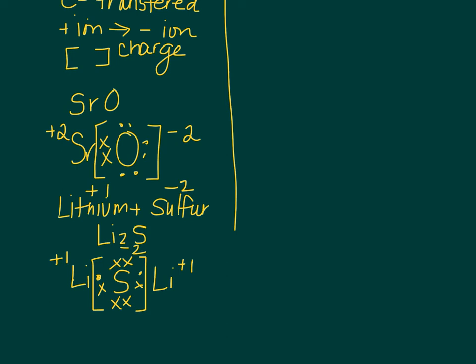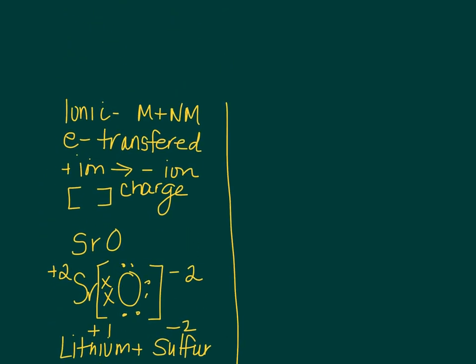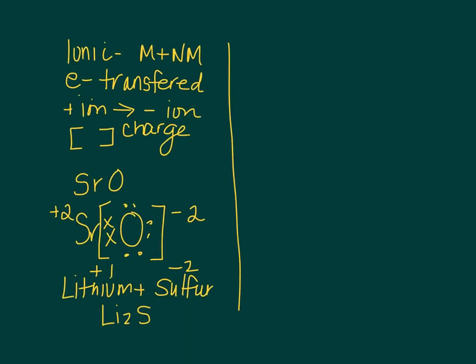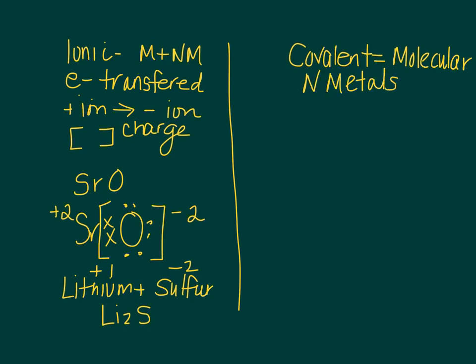Let's look at covalent. Remember that covalent is also another synonym for molecular. We're talking about nonmetals. Nonmetals. And there is a sharing of electrons. Sharing is caring, and covalent begins with C. Make sure that you count your number of electrons.